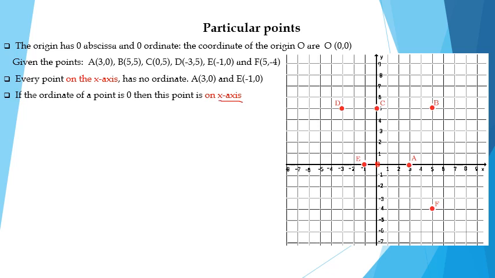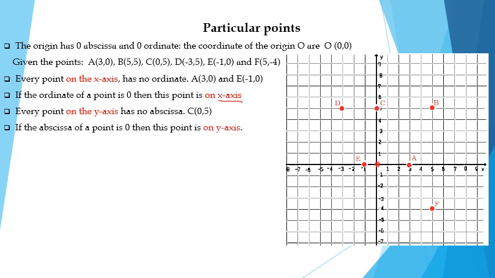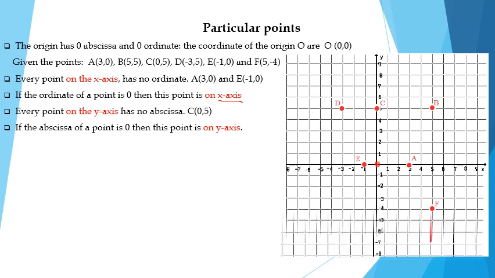Okay, it's the same point but in a reverse way. Every point on the y-axis, here for example, C is a point that belongs to the y-axis, its ordinate is 5, so its abscissa is 0. In other words, if the abscissa of a point is 0, then this point belongs to the y-axis.